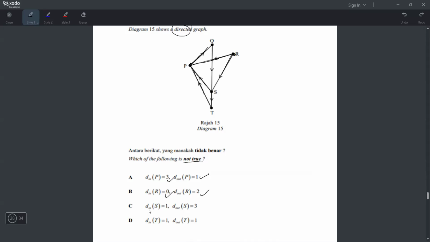Okay, what about the next one? Degree in S is 1. So where is S? Here, right? So how many lines going in? Okay, I see 1 going in, 2 going in. Look at the arrow. 1, 2 going in. Okay, this one going out, this one going out.